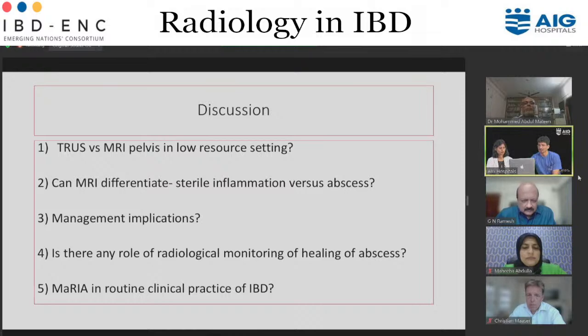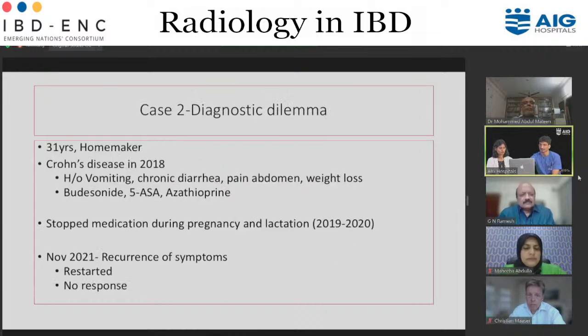So coming to the second case, we have a 31-year-old homemaker who was diagnosed with Crohn's disease in 2018 when she presented with history of vomiting, chronic diarrhea, abdominal pain and weight loss, and she was started on the routine therapy for Crohn's disease, that is budesonide, 5-ASA and azathioprine. She stopped the medication on her own during the pregnancy and lactation, and she was okay. And in November 2021, she came with recurrence of symptoms, and she was restarted on the medication for Crohn's, but there was no response.